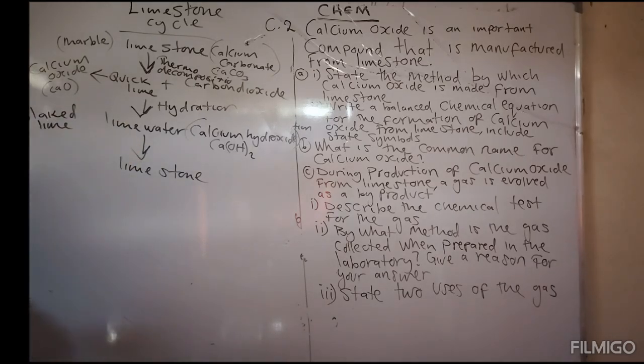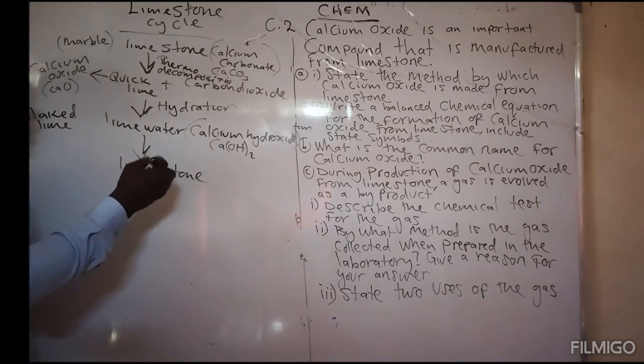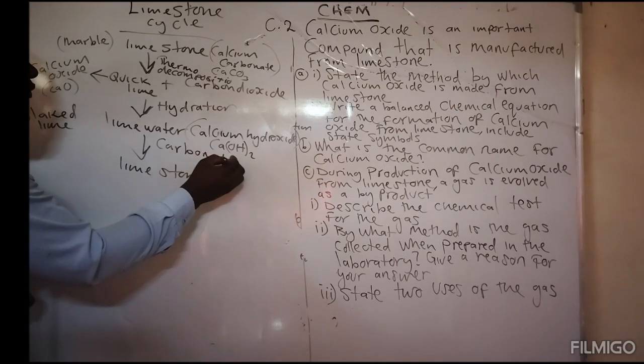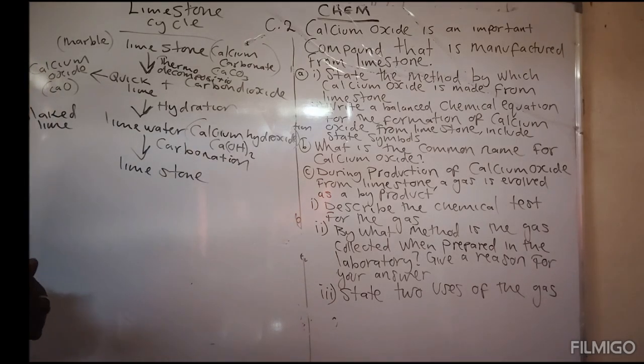Then we have lime water here. The lime water is the one we use to test for carbon dioxide. So when carbon dioxide is added to lime water, that process, since you are adding carbon dioxide, is known as carbonation. Okay, so this now will help us to answer these questions fast.